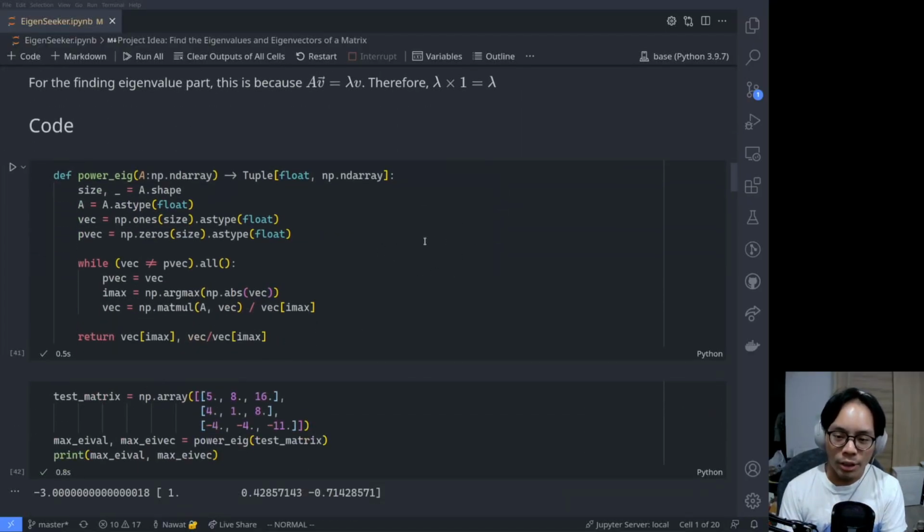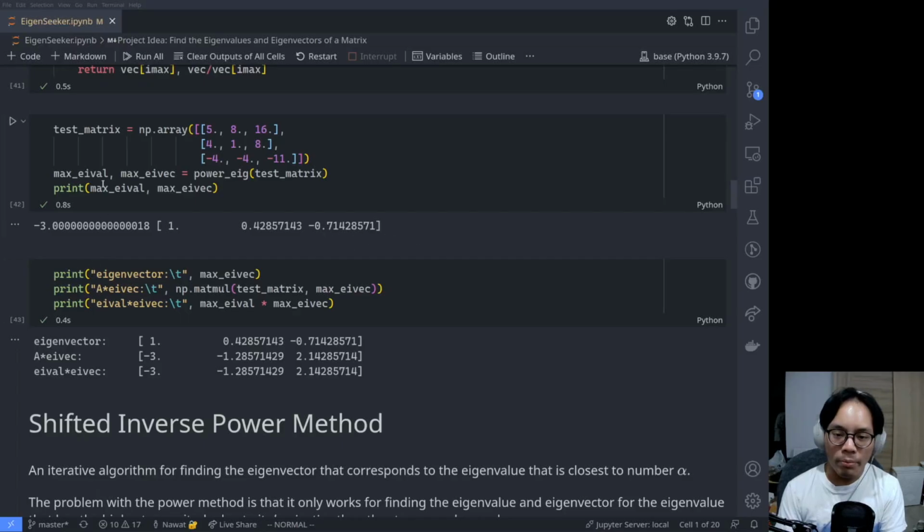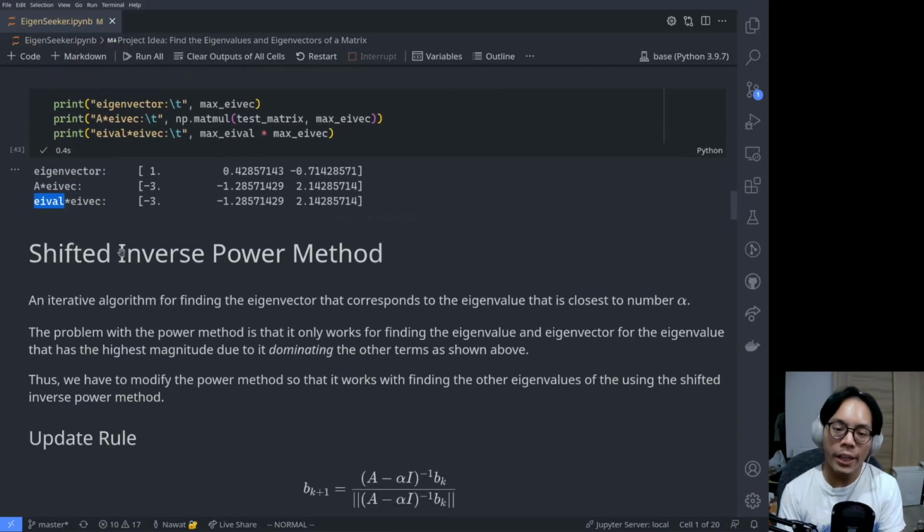So this is the code. I'm not going to explain it. You can read it yourself. So here is a matrix, a random matrix. And as you can see, we can use the power method on it, and you're going to end up with -3 and then an eigenvector. And here, the eigenvector is this value. And if you multiply it by A, you get this one, which is the same as if you were to multiply it by the eigenvalue.